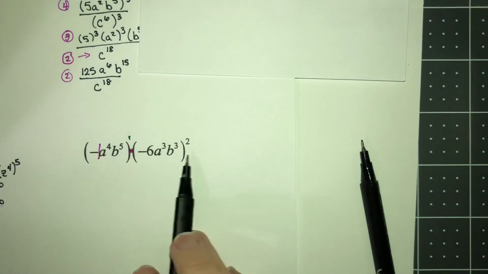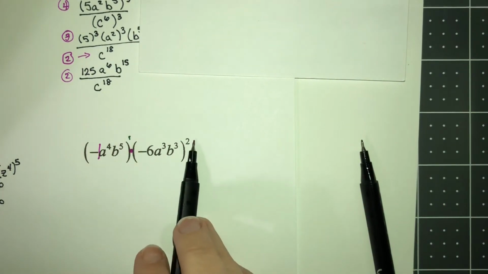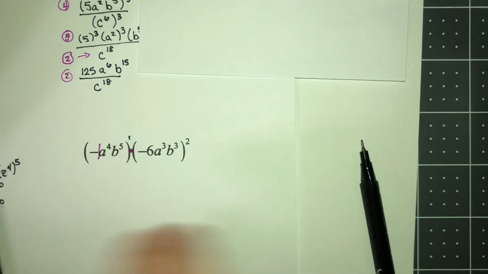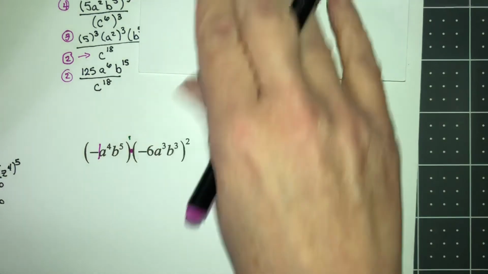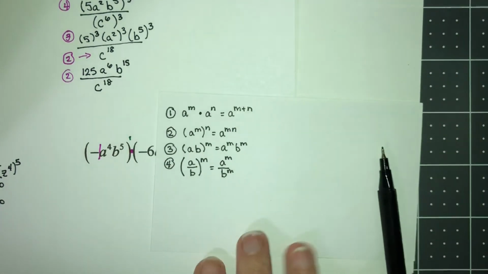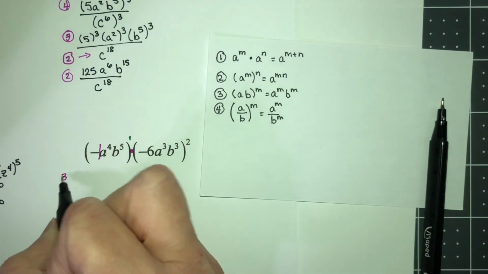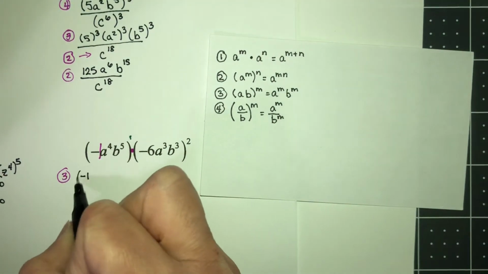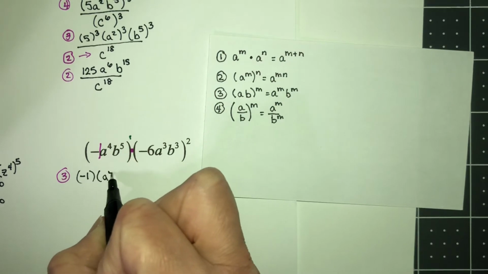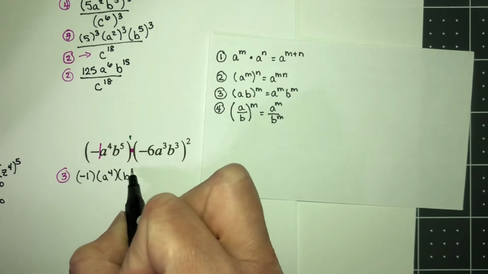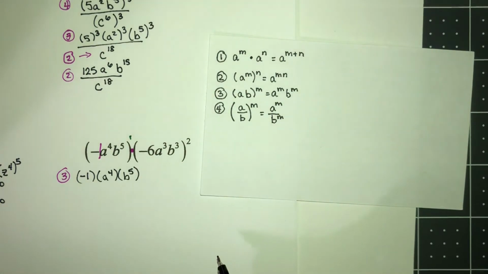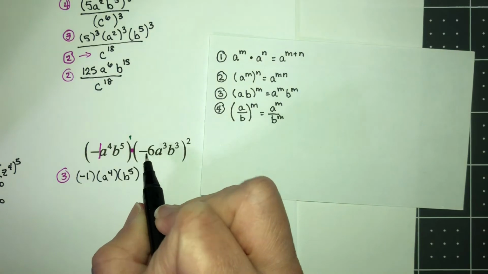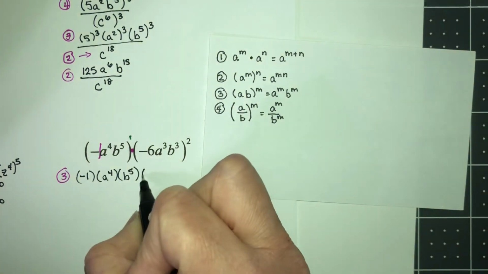So let's look at what we have. I'm just going to break all this up. Right here, I have things multiplied together raised to the 2nd power. So I'm going to be using property number, which number is it? Number 3. Okay. So I'm just going to break it all up. -1 times a to the 4th times b to the 5th. This is just going to make it a little bit easier to see. All right, now the square goes here. Remember how I said with a negative number, you have to be really careful? You're going to see why.